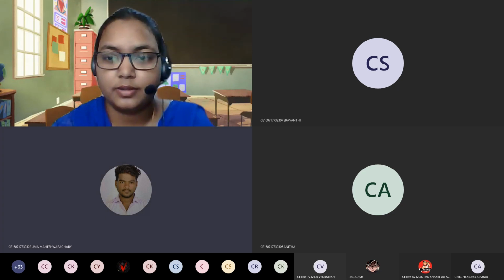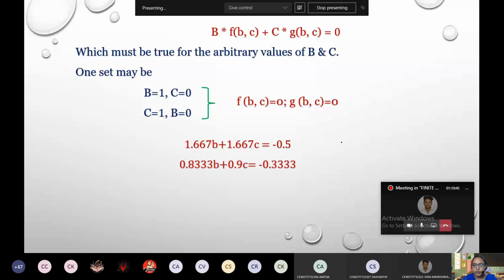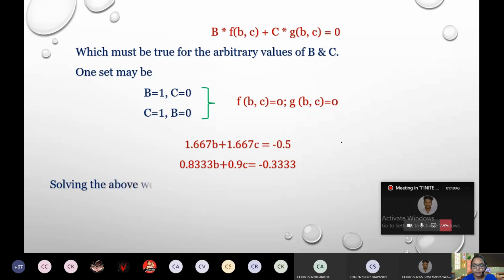Okay, one second. I stopped sharing. This is the B value I've got. Please check whether it is right for what you got. It's not matching with the answer that you have told. Uma Maheshwar, please check.